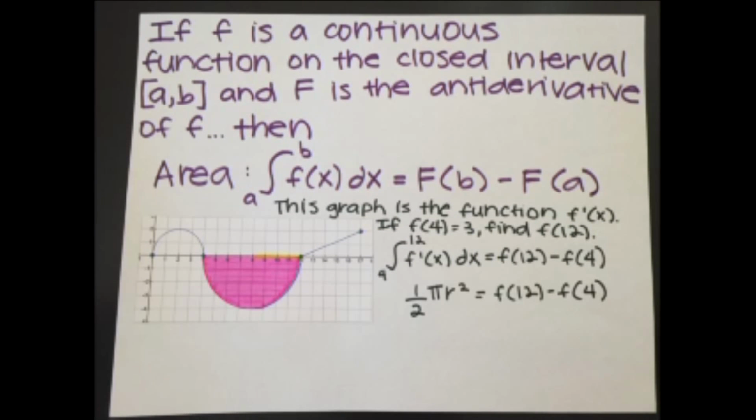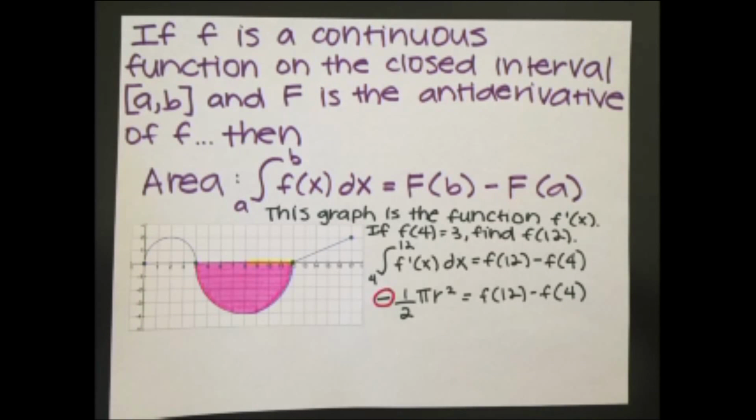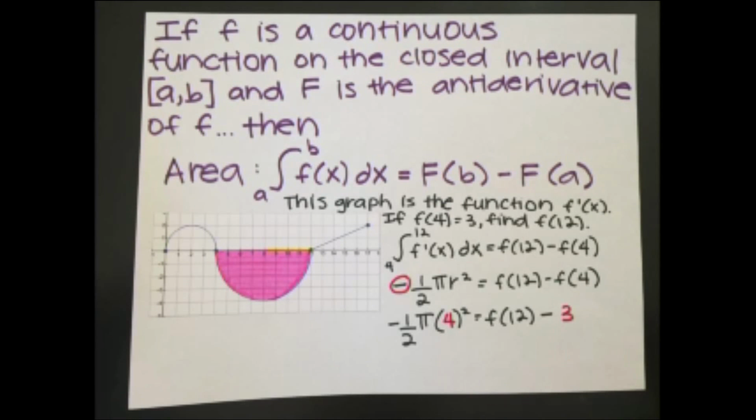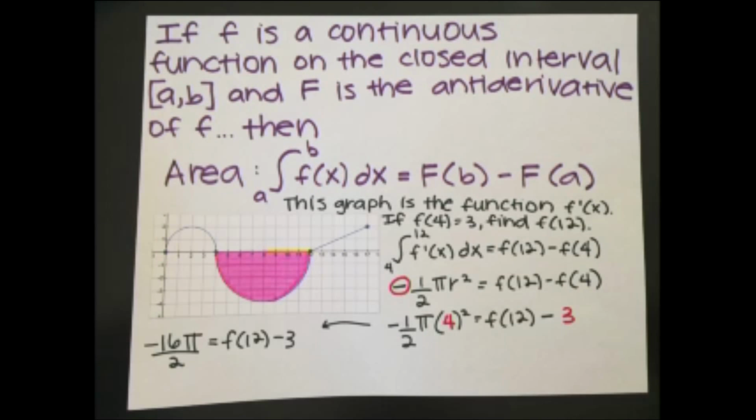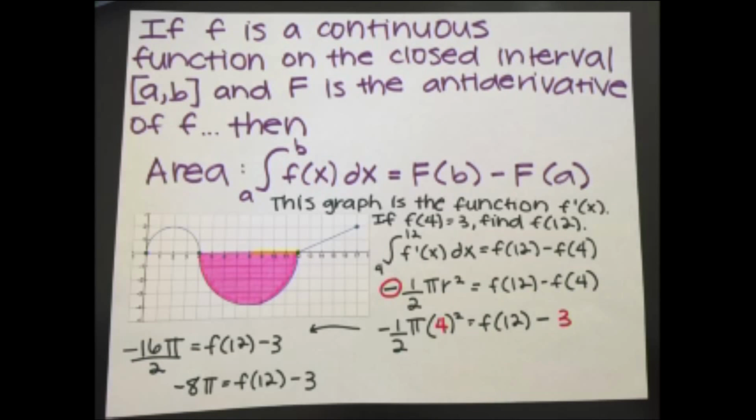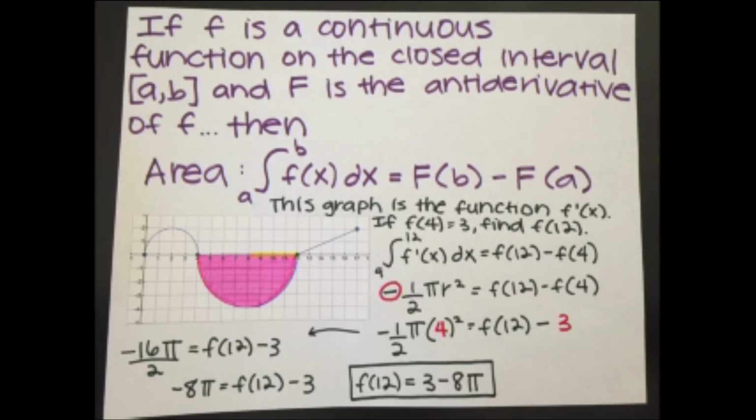You can calculate the area of a semicircle doing 1/2 pi r squared. You can't forget to put the negative sign because the curve goes under the x-axis, making the area negative. From there, you can substitute values such as the radius, which is 4, and you can get that by looking at the graph. Additionally, you can also substitute in 3 for the function value at 4 because it is given in the original equation. Continue to solve, treating f of 12 as a variable, and eventually you'll get an answer of f of 12 equals 3 minus 8 pi.